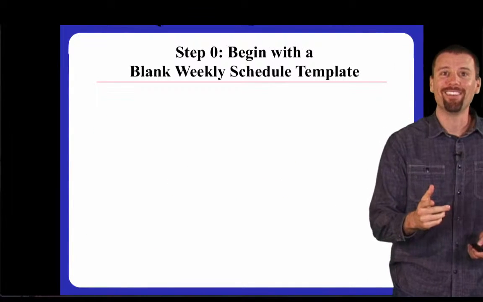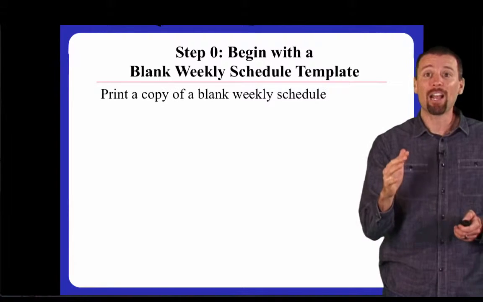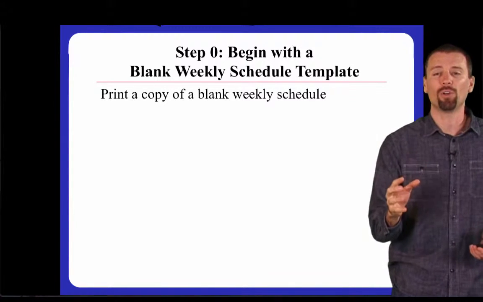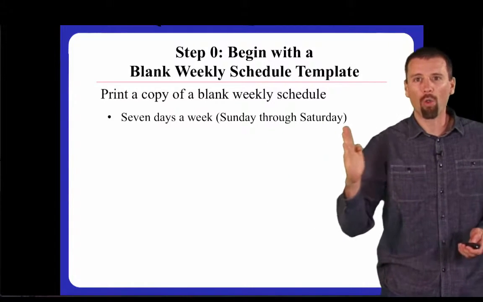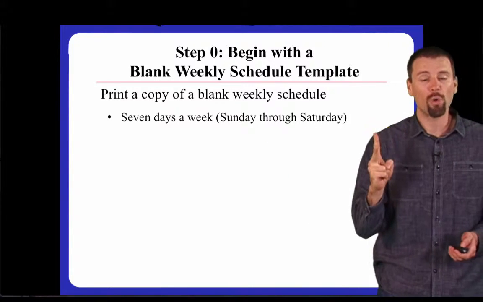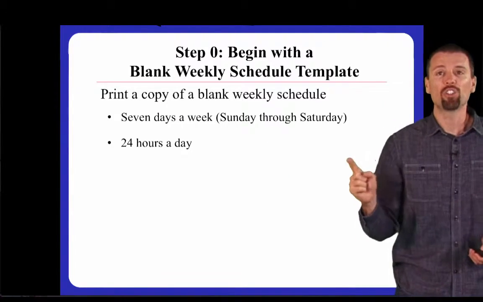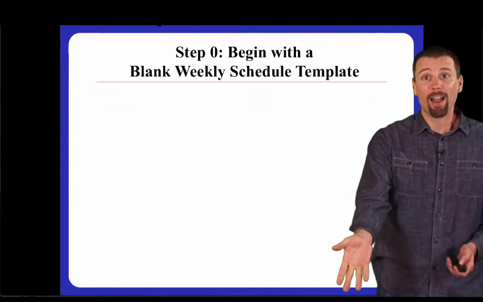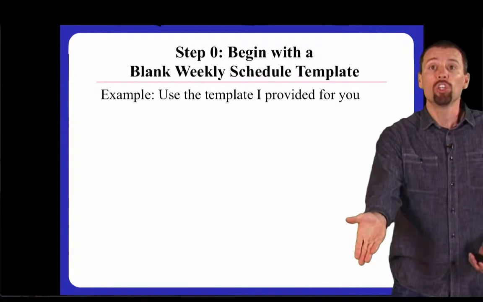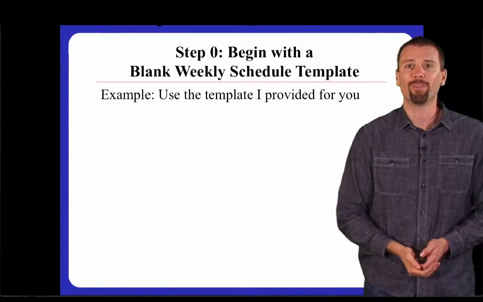Let's jump right in. First step is we're going to get a blank copy of your weekly schedule. This should include 7 days a week, that's Sunday all the way through Saturday, make sure those 2 weekend days are in there, and 24 hours a day. If you'd like a free copy of a blank weekly schedule, use the template that I provided for you.